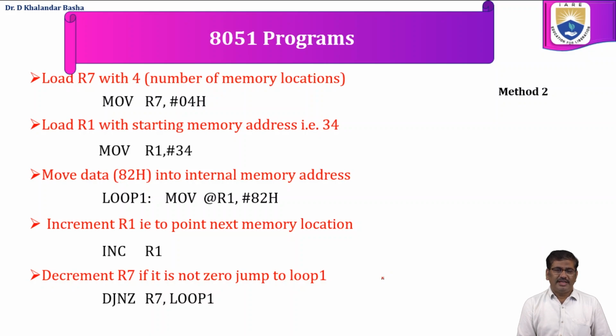Next, the same program we are going to write without using the push instruction. So first we will load the number of memory locations into R7 by using move R7, comma, hash 04. Then load the starting address into the R1 register. Move @R1, comma, hash 82H. So the 82H data will be loaded into the memory location. So as one memory location is occupied, to point to the next memory location, increment R1, and decrement the count which is in R7. If it is non-zero, go to loop 1. So this loop will be iterated until the number of transactions is finished.